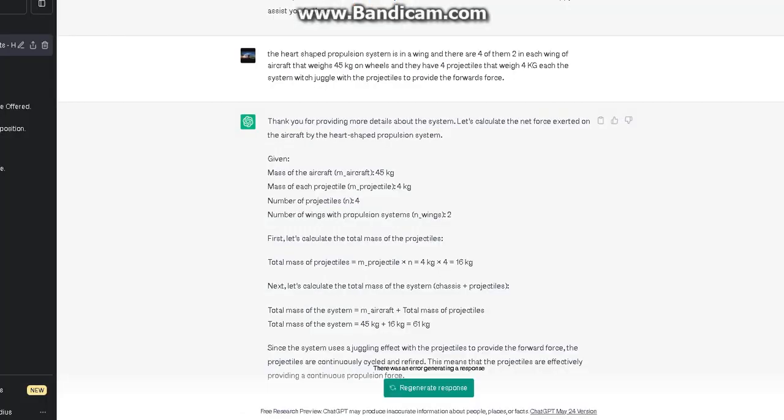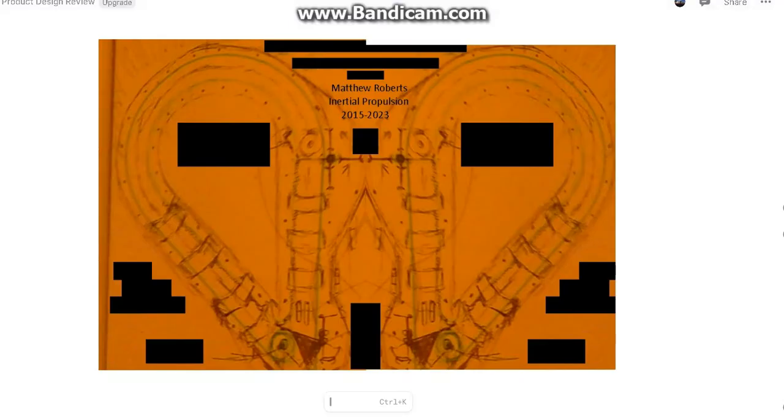Let's calculate the net force exerted on the aircraft by the heart-shaped propulsion system. Given: mass of the aircraft 45 kilograms, mass of each projectile 4 kilograms, number of projectiles 4. Number of wings with propulsion systems 2. First, let's calculate the total mass of the projectiles. Total mass of projectiles: 4 kilograms times 4 equals 16 kilograms.